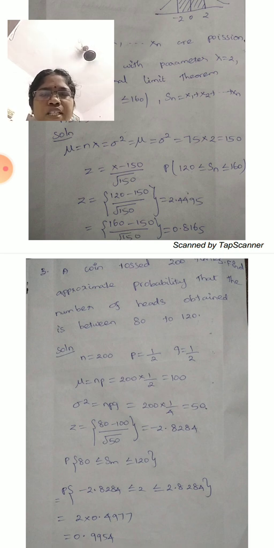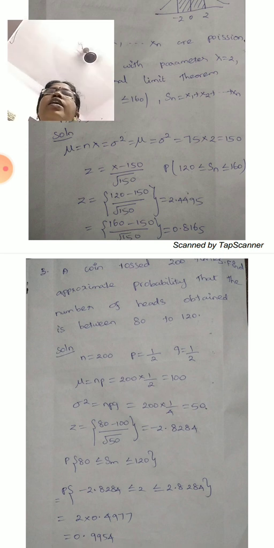Next we take x value 120. Therefore we apply this formula: (120 minus 100) divided by square root of 50. We simplify this, and the answer is 2.8284. Therefore the probability of minus 2.8284 less than or equal to z less than or equal to 2.8284.